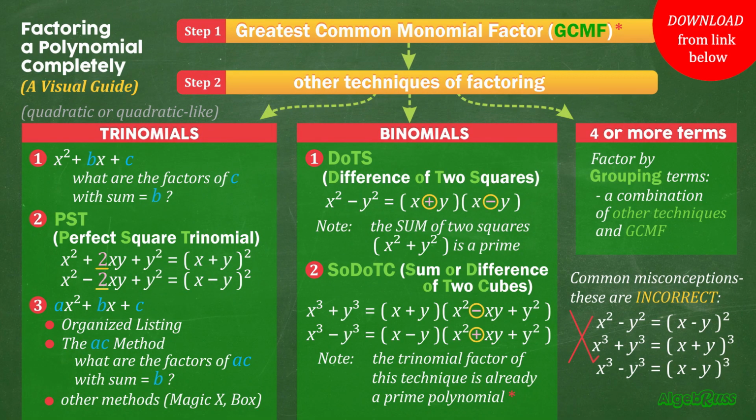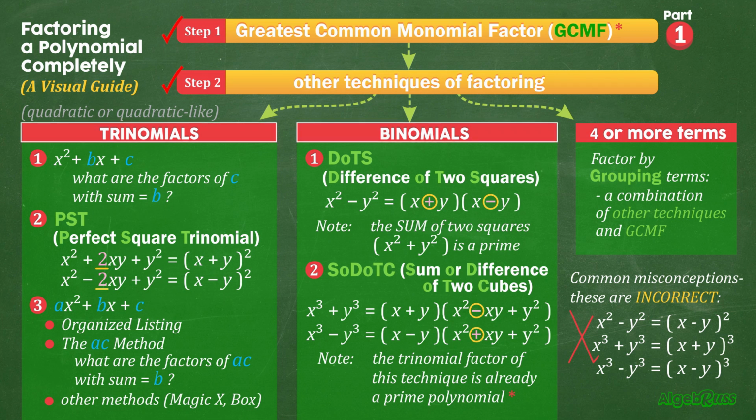Like previous parts in the series, let's review first our visual guide, serving as our map in factoring polynomials. When factoring polynomials completely, the very first step is to get the GCMF. That is part 1 of this tutorial series. After that, we proceed to step 2, where we will use other techniques of factoring depending on whether we are left with a trinomial, a binomial, or a polynomial with 4 or more terms.